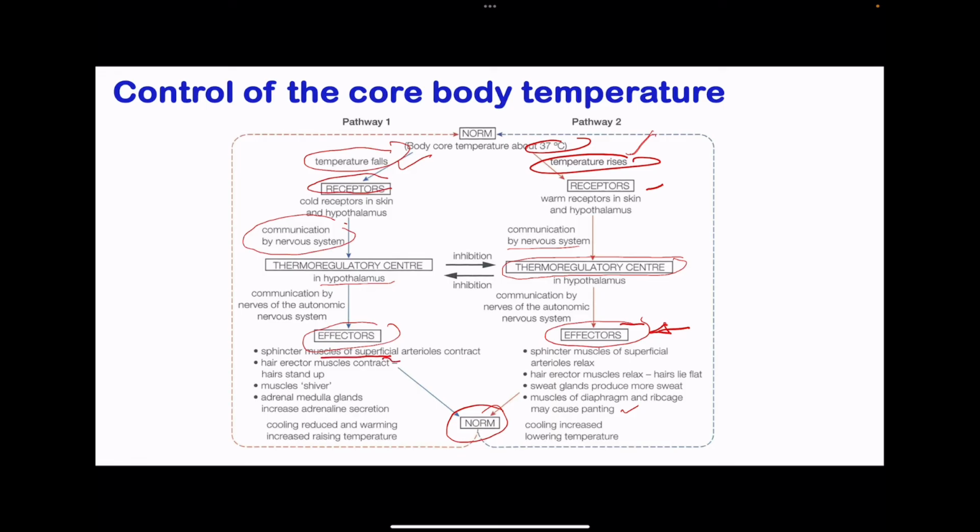So the sphincter muscles of the superficial arterioles will contract, and the hair erector muscles are going to contract, so the hairs will stand up. There is going to be more shivering in the muscles. The adrenomedullary glands are going to increase adrenaline, and we know adrenaline prepares the body for activity, so there is going to be more activity in the body to generate more metabolic heat. Cooling is going to be reduced, and warming is going to be increased so that the body temperature is raised, returning everything to normal.